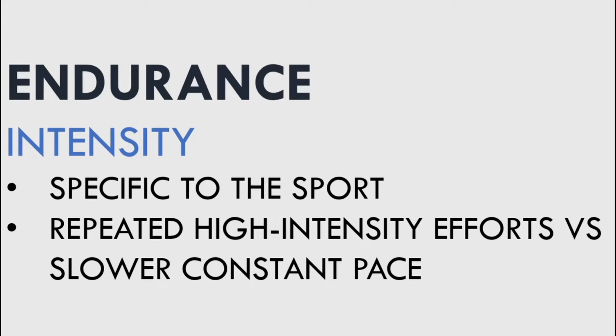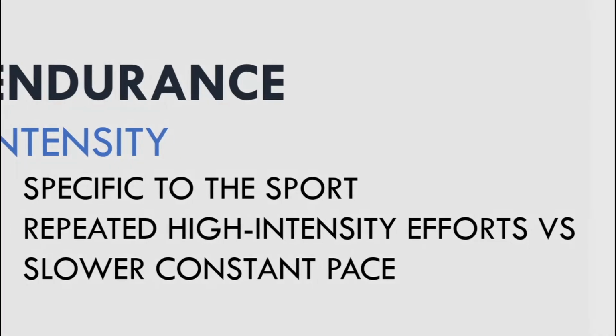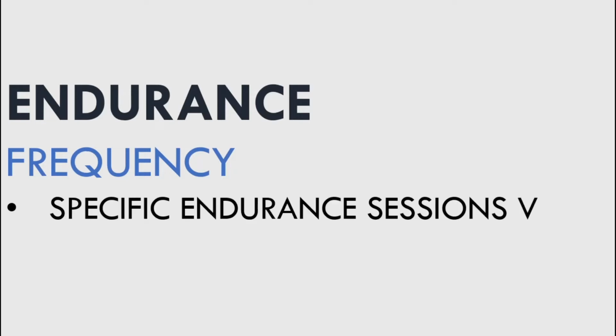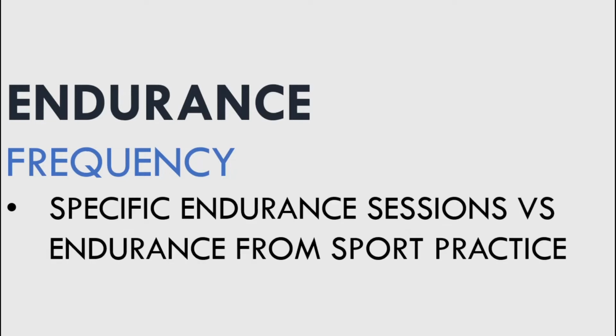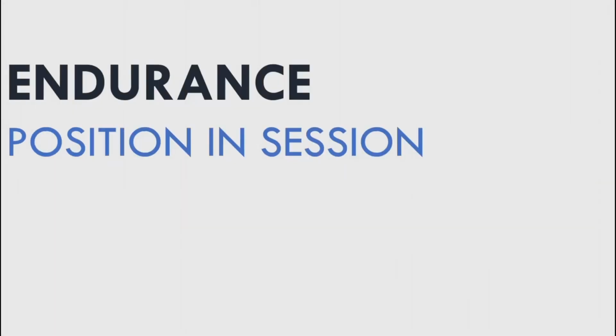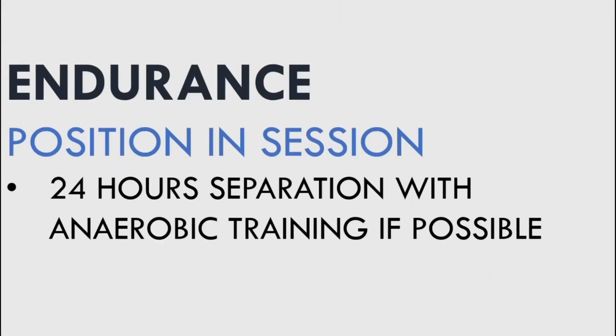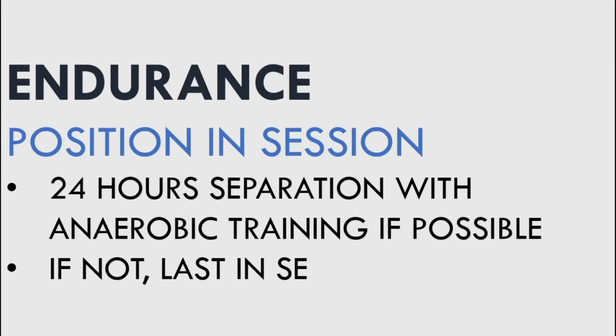Specific endurance athletes may do endurance training 4 times per week, while team sport athletes may get all their endurance work from practicing their sport. Endurance training should ideally be separated from anaerobic training by 24 hours. This will minimize any potential interference effect. However, if endurance training must be performed in the same session as anaerobic training, it should be positioned last.